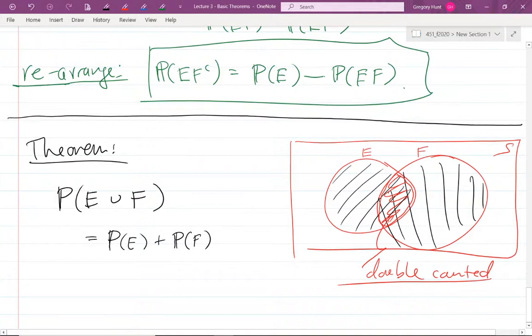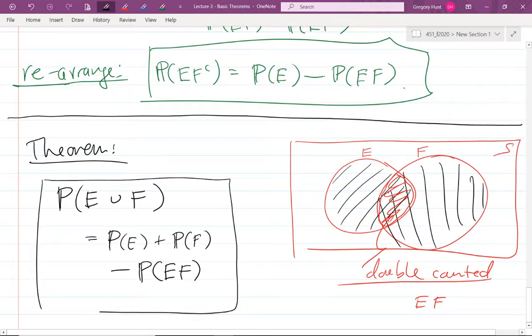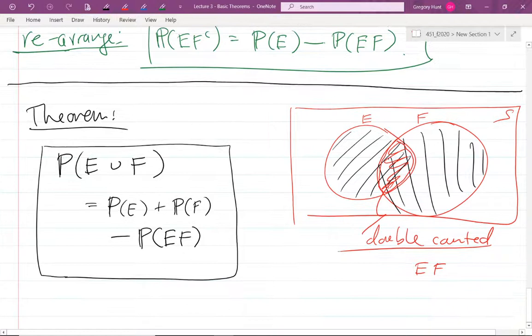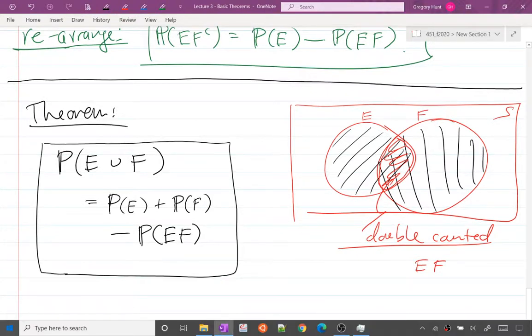So if I want to calculate the probability of E union F, I could say it's the probability of E, this is the area of E, plus the area of F, the probability of F. But now I've double counted the intersection here. So I've basically double counted E intersect F. So in order to adjust my calculation, I've got to subtract off that intersection because I've double counted it. This is a theorem, and this is true. And this is a nice theorem.